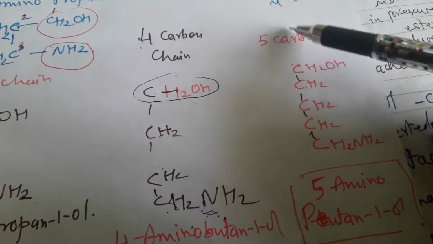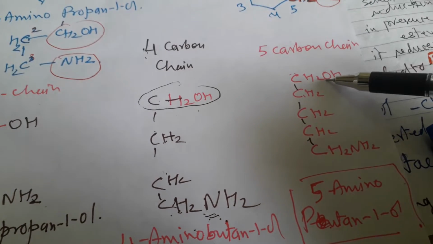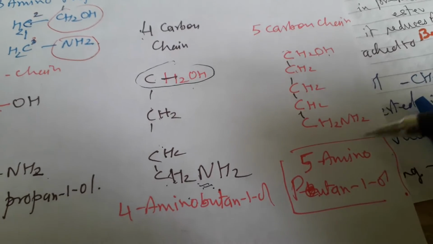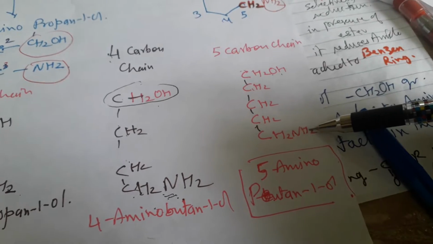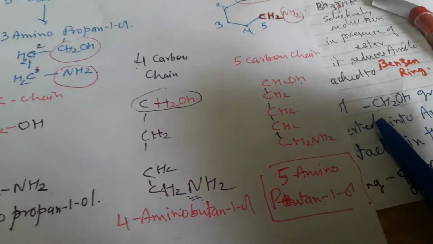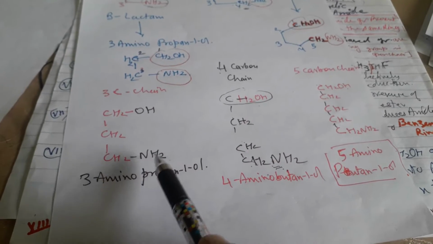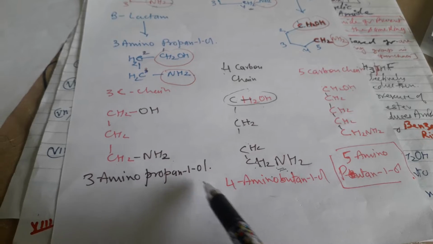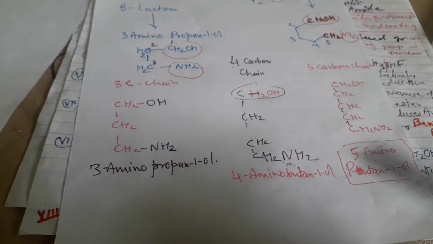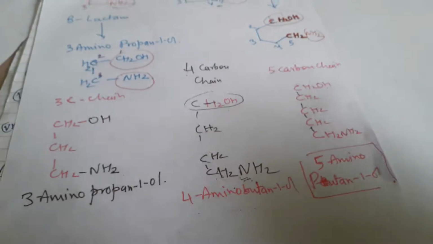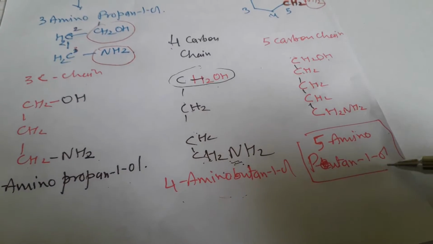See, a 5 carbon chain. You can write an OH group on the first carbon, and on the 5th carbon you have to write an NH2 group. Do you get my point? It is very easy to understand. So you have to name it. This is 3 amino propan-1-ol. This is 4 amino butan-1-ol. And this one you have to name yourself. This will be, tell me, 5 amino pentan-1-ol.